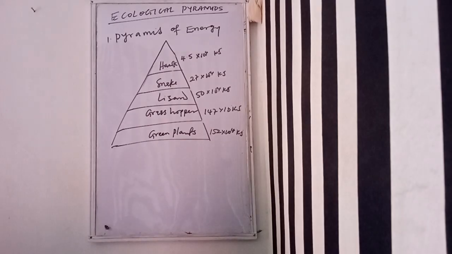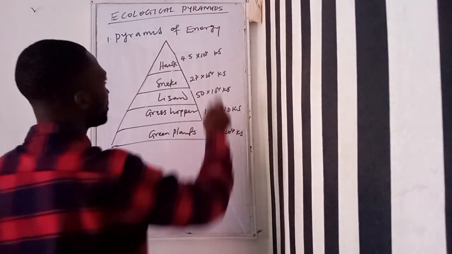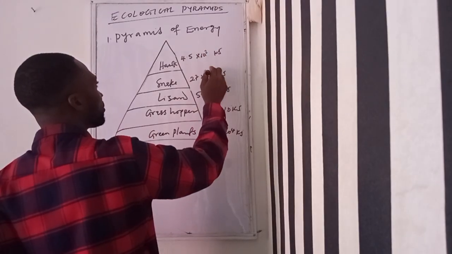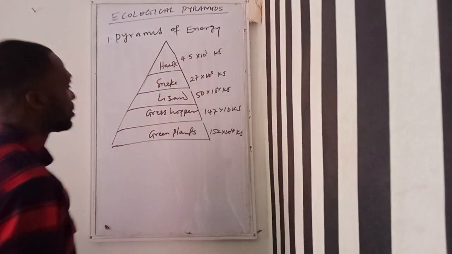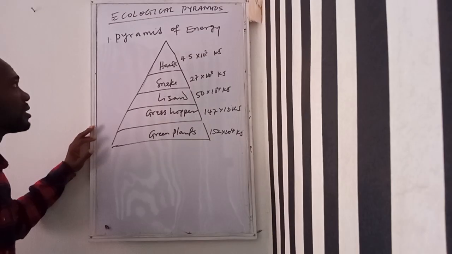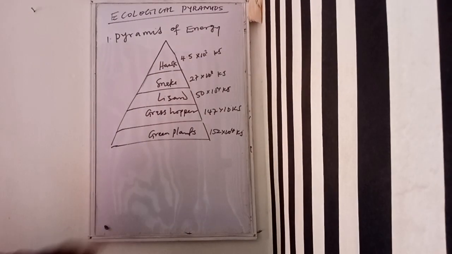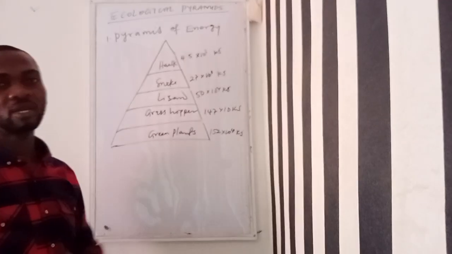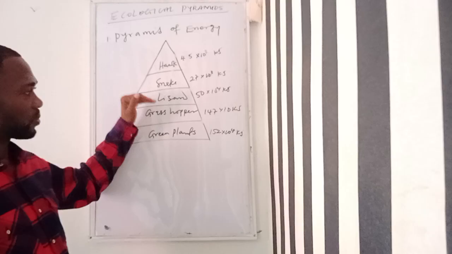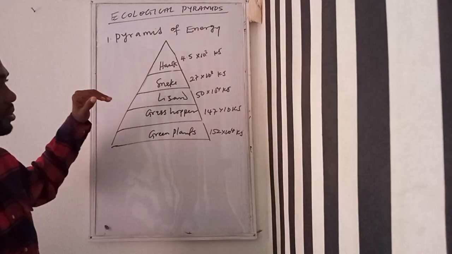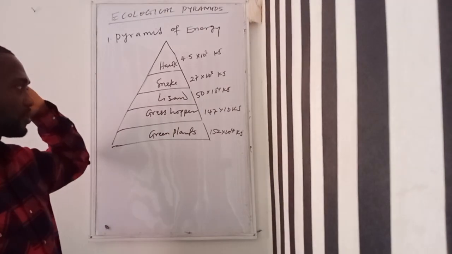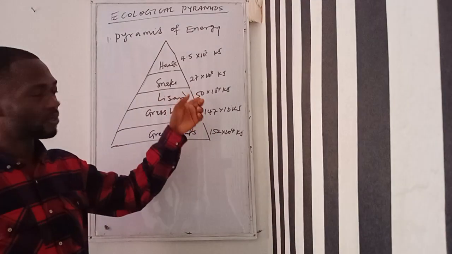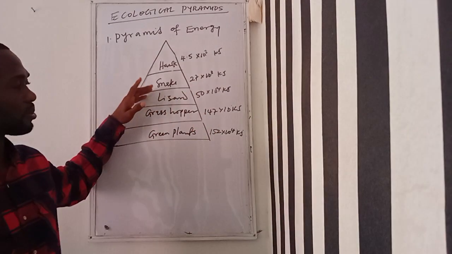So of course you know that energy is measured in kilojoule. So this explains the pyramid of energy. This is a green plant, and the green plant has the highest amount of energy, which of course is harnessed from the sun. And as we go to the next one, which is the grasshopper, you discover that the energy further reduced at the third trophic level.